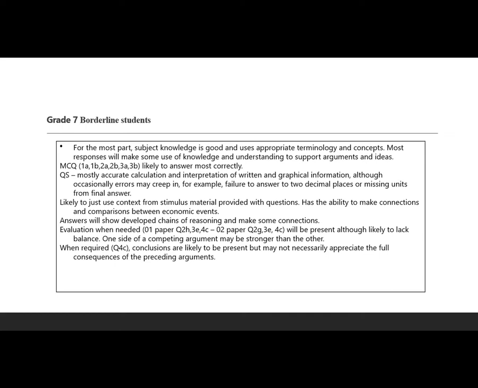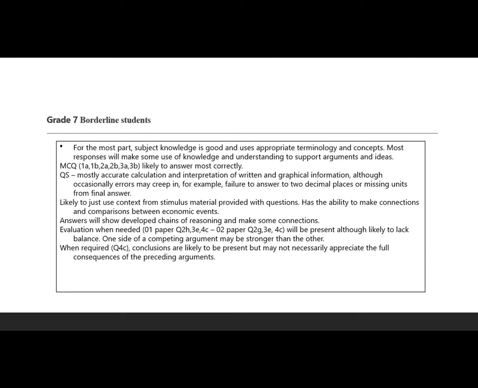But if you have a look just near the bottom where it says evaluation, it's likely to be present, but it's going to lack balance, apologies. So one side of a competing argument may be stronger than another. Remember, in economics, you always have to be balanced. You cannot be purely one-sided. This is one of the big mistakes that students make, where they tend to be just one-sided.